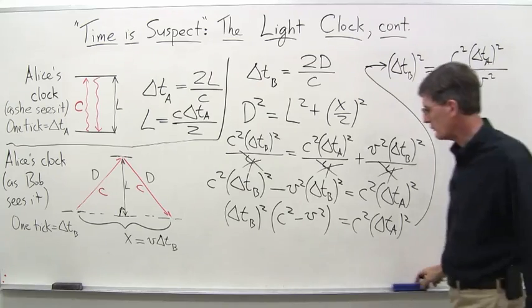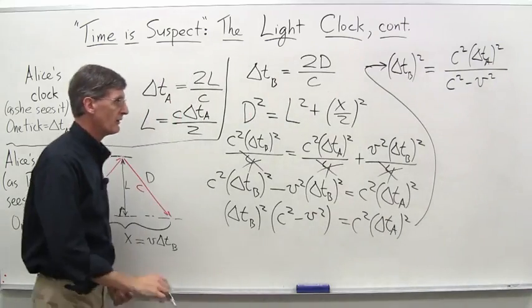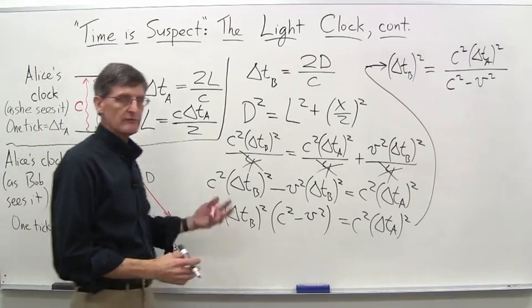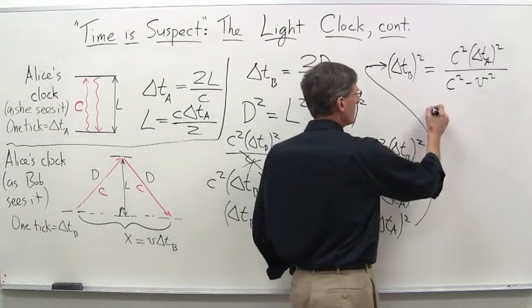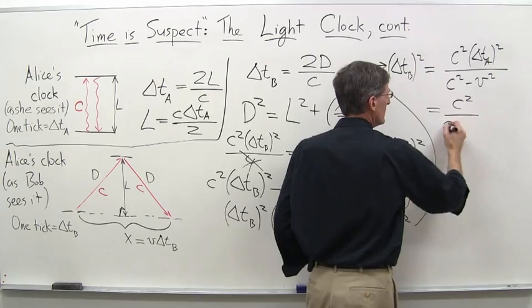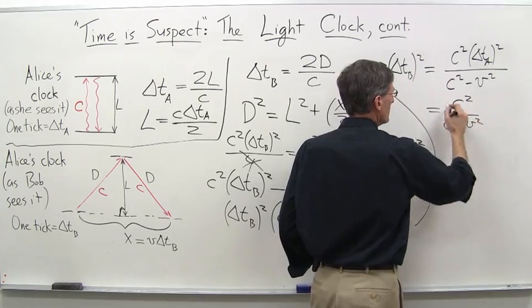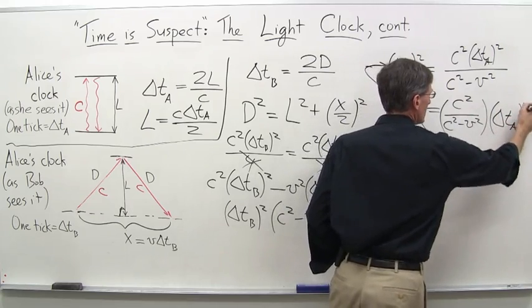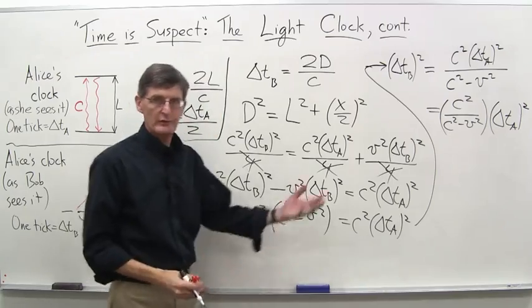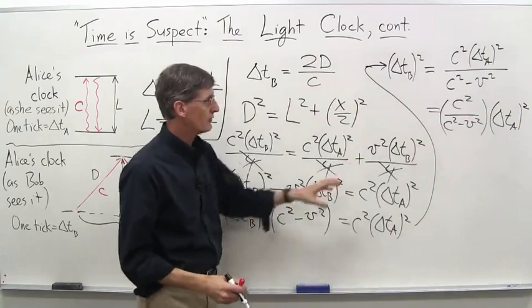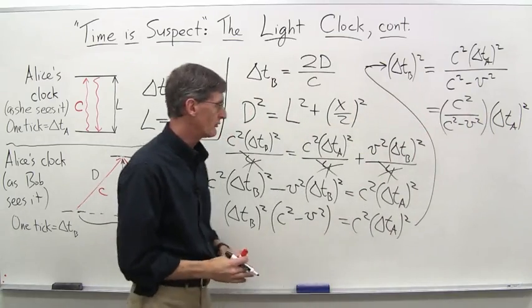But we have a little bit more to do here. We've got some squares in there that we'd like to get rid of. And so I'm going to rewrite this just slightly, the right-hand side, as c squared over (c squared minus v squared) times delta TA squared. I really didn't do much of anything there. I just moved the delta TA squared out here. So we can focus on the c squared over c squared minus v squared.